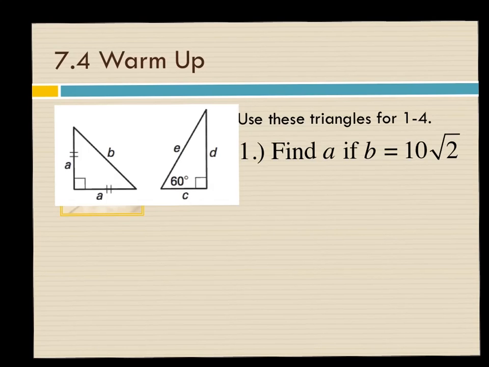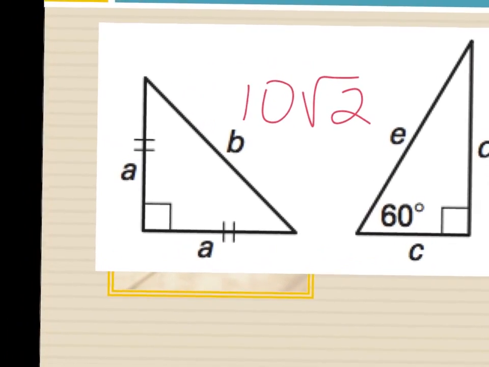All right, so in 7-4, we learned two special right triangles, 45, 45, 90, and 30, 60, 90. I broke this down like in a question. So this one says, find A if B is 10 root 2. So if I'm using the triangle that's on the left, this is 10 root 2. What do I know about this triangle?